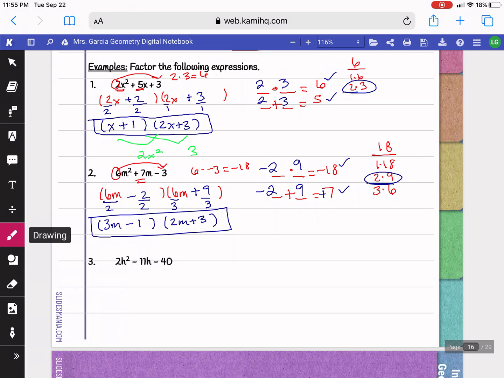Now if I do a quick check, 3m times 2m is 6m squared, like what we start with here. And negative 1 times 3 is negative 3, like what we end with here. So you can do that quick check to see if you're on the right track.